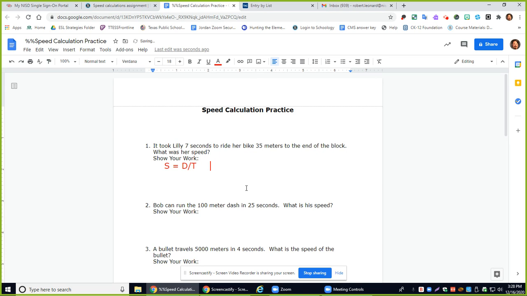All right? So speed is equal to, what's my distance? 35 meters. What's my time? 7 seconds. Okay. Step 3, solve. Get your calculator. 35 divided by 7 is 5 meters per second. I'm an A student. Look how good I am.